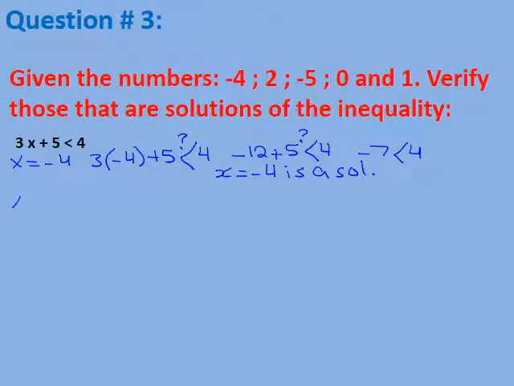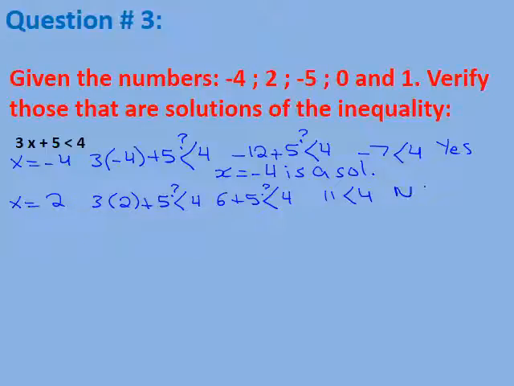Now, if x is equal to 2, Badia, substitute. 3 times 2 plus 5. Is it less than 4? 3 times 2 is 6, plus 5. 6 plus 5 is 11. Is 11 less than 4? No. So the first one is yes, this one is no.